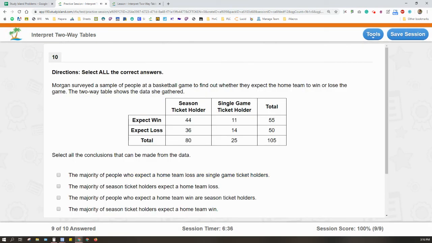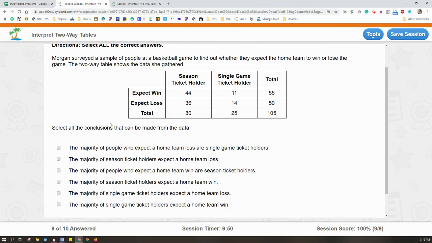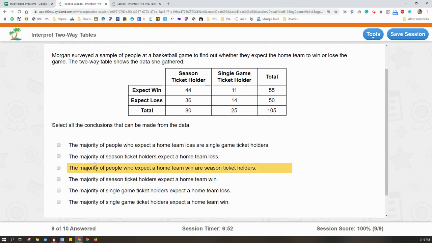One more, number 10. Morgan surveyed a sample of people at a basketball game to find out whether they expect the home team to win or lose the game. The two-way table shows the data she gathered. So we have a table right here. Select all the conclusions that can be made from the data. So we've got a lot of choices here. We can select more than once. We have to analyze each of these statements and figure out if it works or not. So let's start with the very first one. We'll go through one at a time.